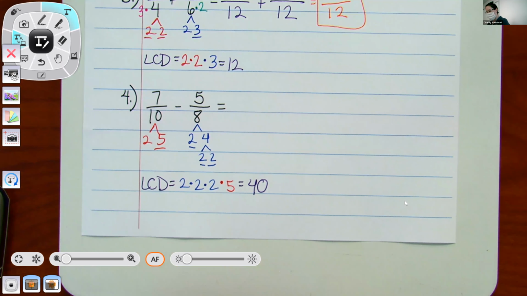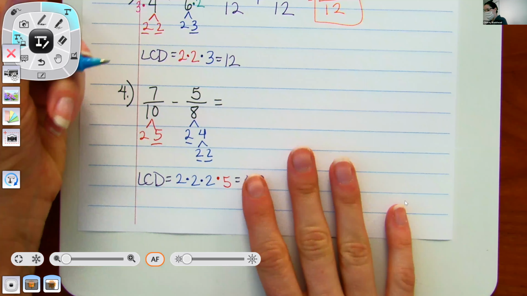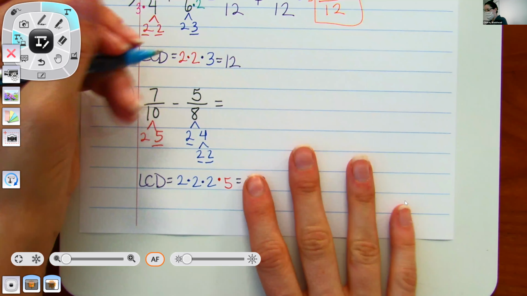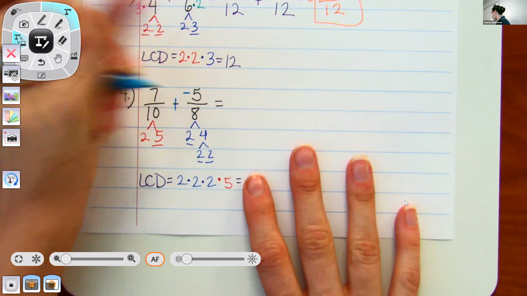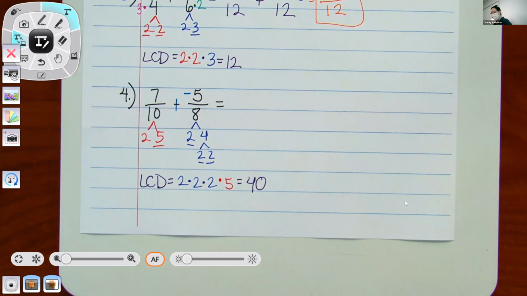And also, whenever we're subtracting with fractions, sometimes some people find it helpful to change the minus to plus a negative and put the negative there next to the 5. You don't have to, but it might be helpful. Okay, so you're going to rewrite the problem with the denominator of 40 on both fractions.